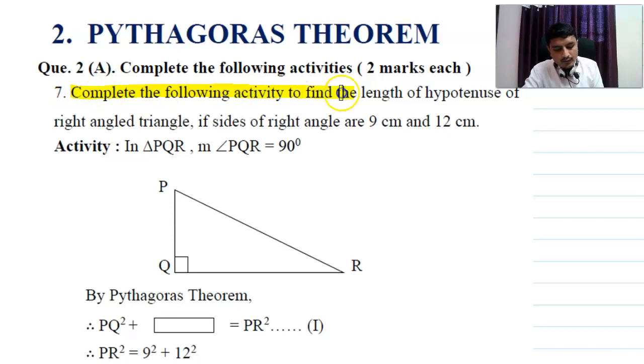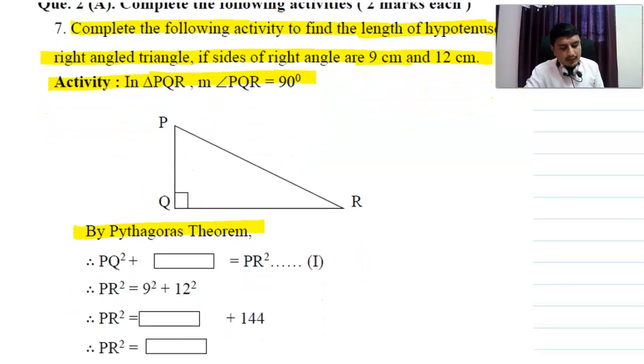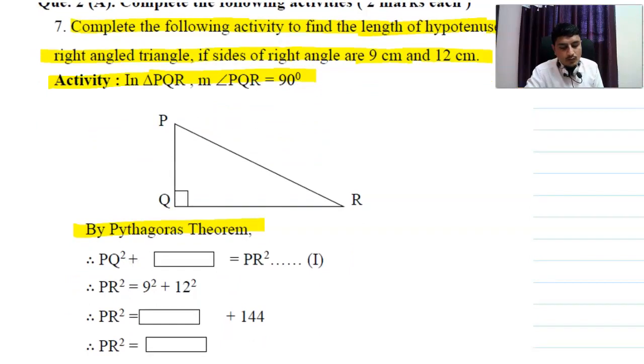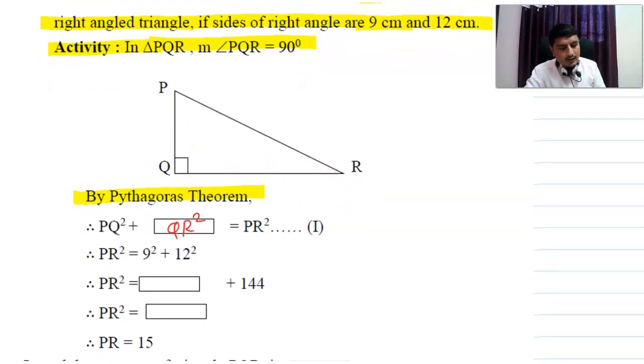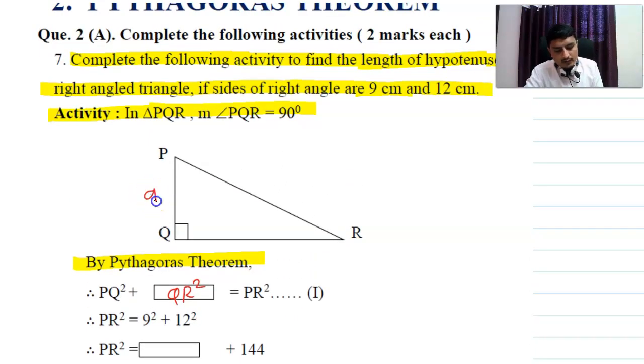Complete the following activity to find the length of the hypotenuse of a right angle triangle if the sides of the right angle triangle are 9 cm and 12 cm. In triangle PQR, angle PQR equals 90 degrees. So by using the Pythagoras theorem for the given right angle triangle PQR, we get PQ square plus QR square equals PR square. Now the value of PQ we are assuming as 9 cm, and the value of QR, let us consider 12 cm.